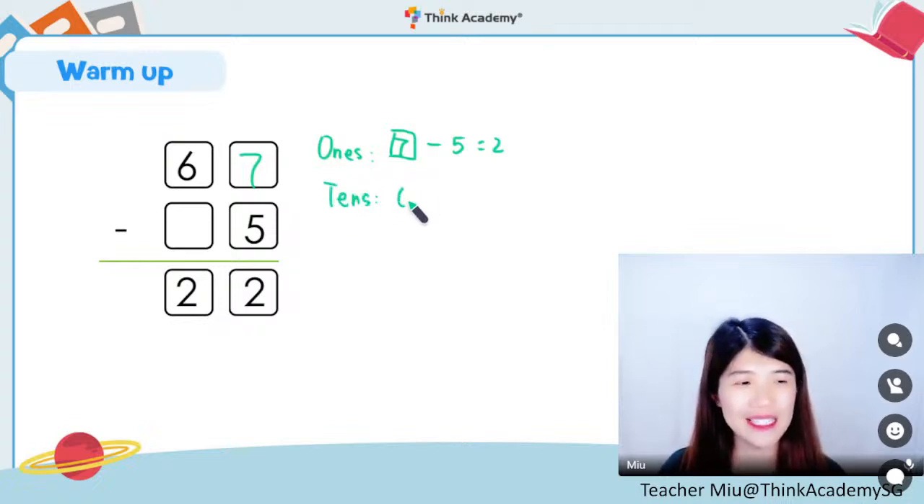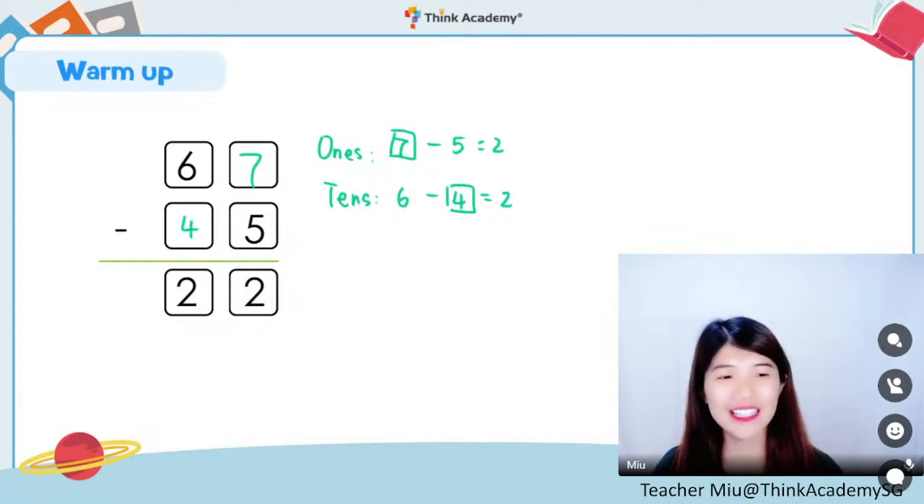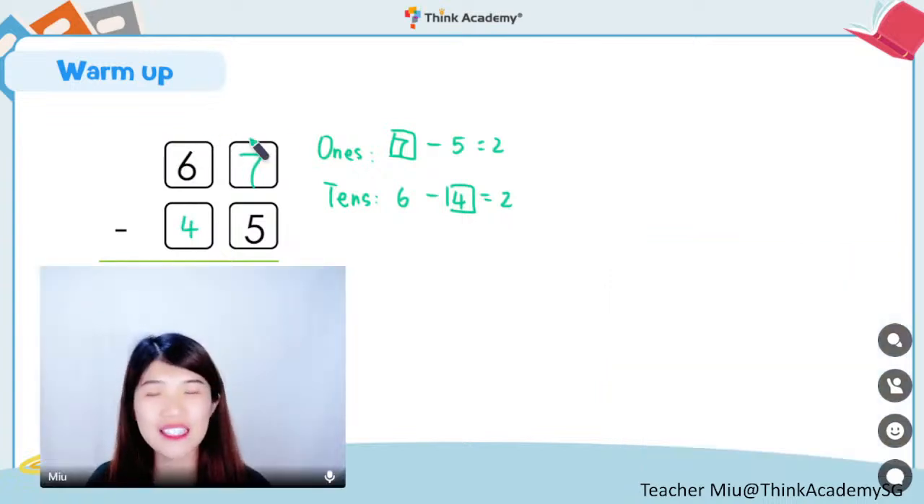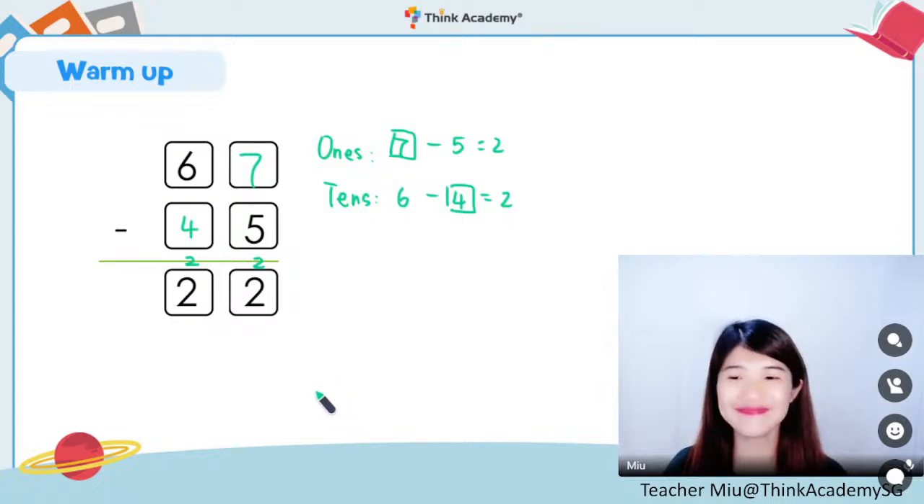That is 6 minus a box that gives you 2. So the something must be 4. Now please check. That is 67 minus 45. What do you get? 7 minus 5 gives you 2. What about 6 minus 4? Also a 2. So are we having a 22 as the answer? Yeah, so fast. Well done, guys. This one is so easy, right?